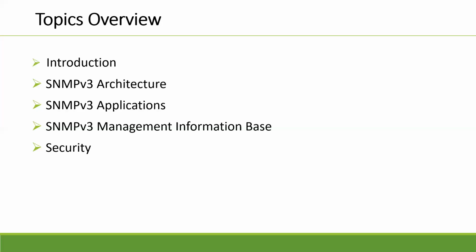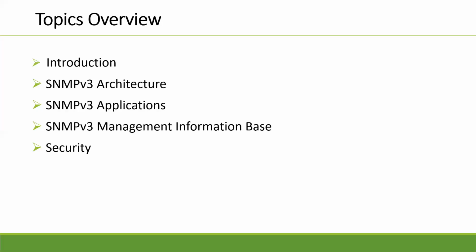Then version 3 applications. In this applications layer module, we are going to discuss 5 different subclassification topics. First one, command generator. Second one, command responder. Third one, notification originator. Fourth one, notification receiver. And fifth one, proxy forwarder. These are the 5 things we are going to discuss in the application area.